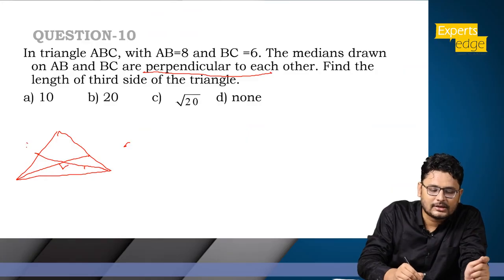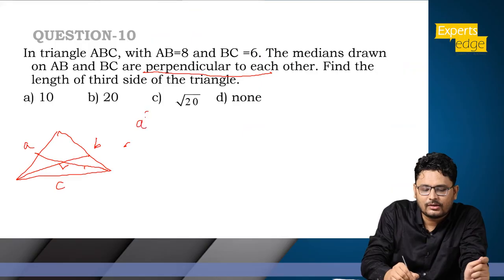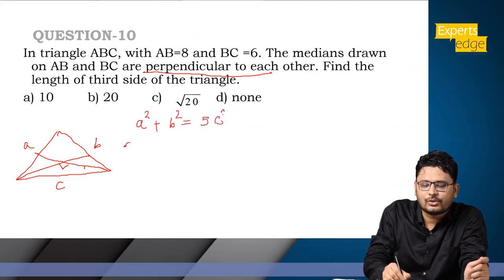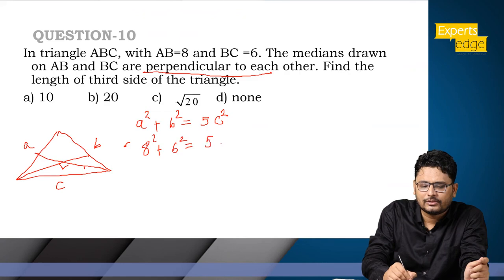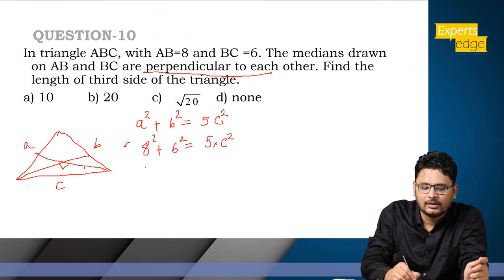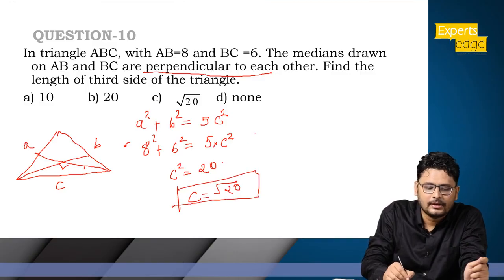What was it? This side is A, this side is B, this side is C. So A square plus B square should be equal to 5 times C square. So 8 square plus 6 square should be equal to 5 times C square. What will this come to? 100 by 5, that is C square, 20. And what he is asking is C. C is root of 20, right? I guess he is asking only the length of the third side. Yes, so root 20 is the correct answer.